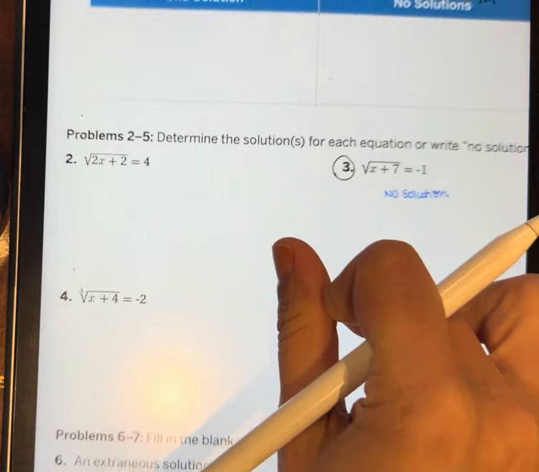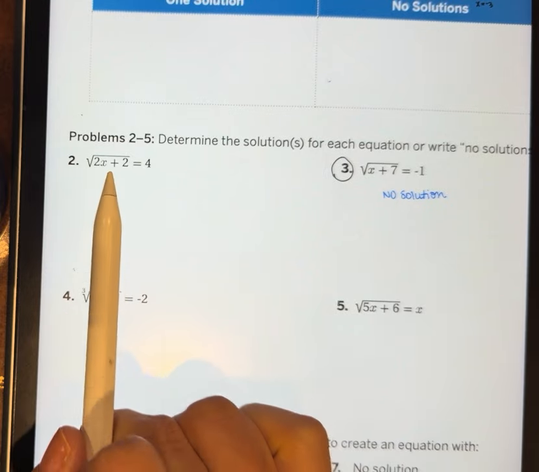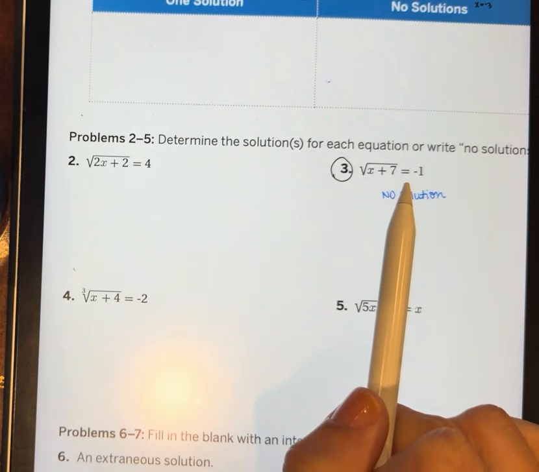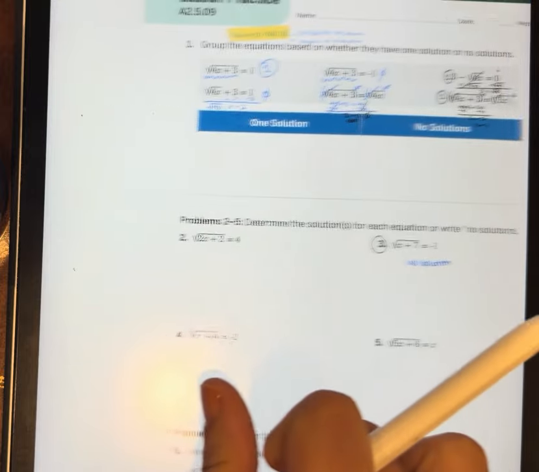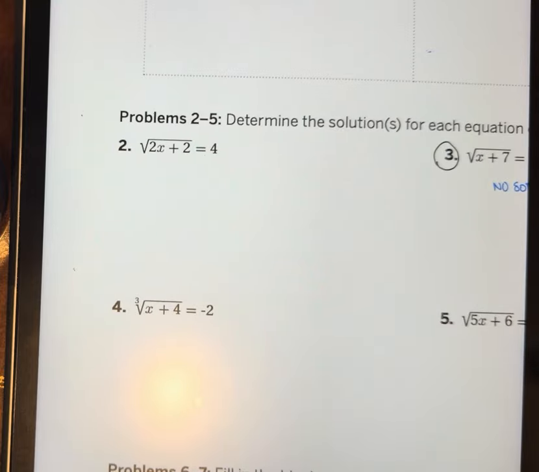So just saying, in a situation like this, I like to go, okay, I'm going to solve that one. Ooh, this one's no solution. Cubed, this one has a solution. And then this one I got to do. All right. Let's do number 2.